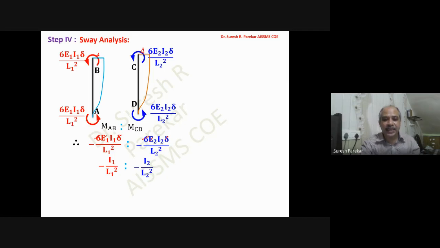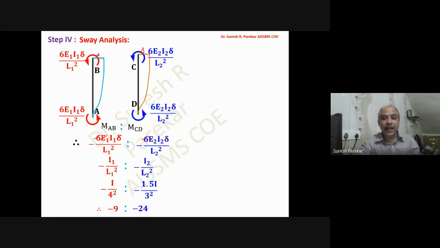Do not cancel the minus sign. The minus sign indicates this is anti-clockwise. If you cancel the minus sign, your problem will be wrong, so you should be very careful with this. Then I have minus I upon 4 square is 2, minus 1.5 I upon 3 square. And I have this 9 on this side, and that is equal to minus 24 on this side. And this will be now my moment for sway analysis.